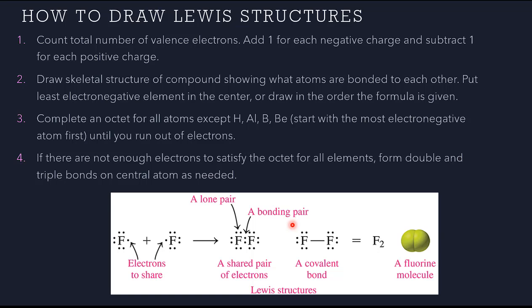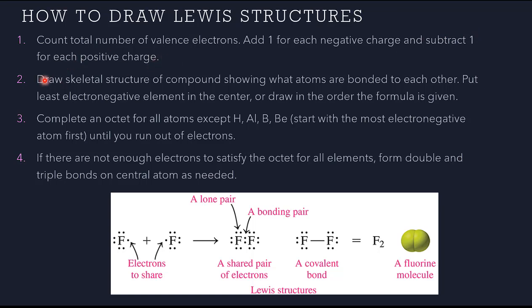So, how do we draw Lewis dot structures in 4 easy steps? Step 1, count the total number of valence electrons that are given for each atom in the molecular compound. Add 1 electron for each negative charge and subtract 1 electron for each positive charge.